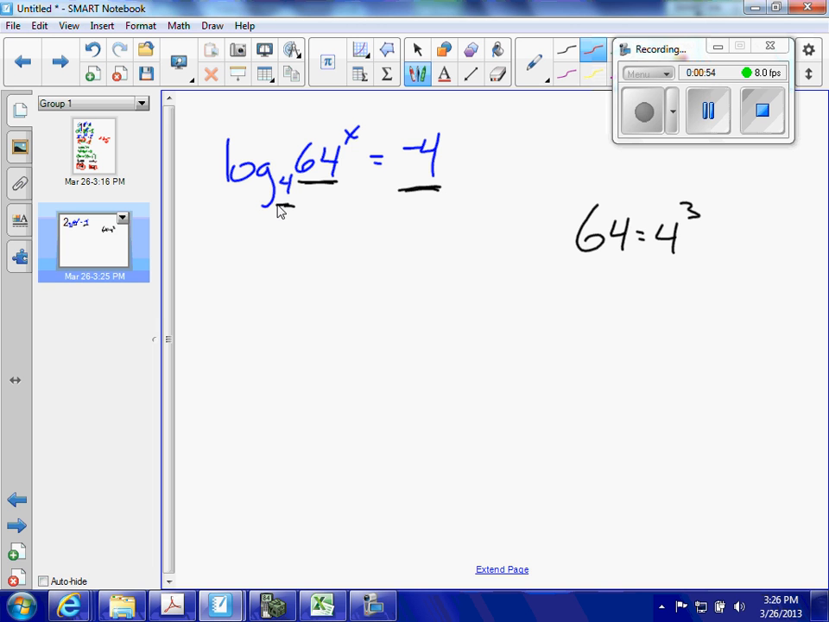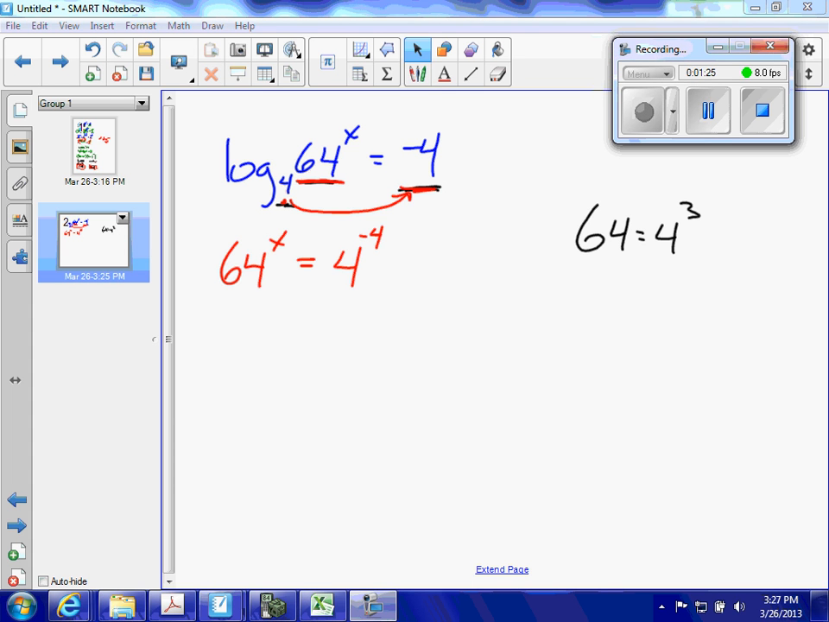I'm going to do that by knowing what this is saying to me. This is telling me that the exponent I have to put on base 4 to get 64 to the x is negative 4. So I can rewrite that as 64 to the x is equal to 4 to the negative 4. I moved the 4 over here, and bumped up the negative 4 into being my exponent.